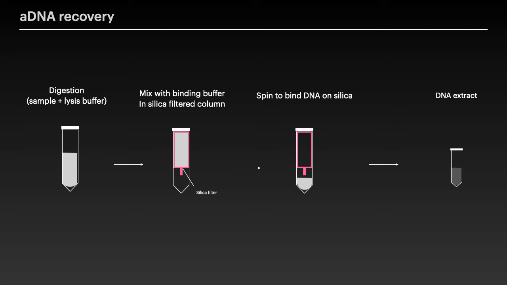So the main difference between the two methods is that in the method proposed by Dabney et al., the binding buffer has a different consistency and a much larger volume. For that reason, it uses a custom-made column for the DNA binding step, which I will show you on the next slide. This was essentially an optimization in an attempt to compensate for the potential loss of small fragments, which are expected, of course, to be found in degraded samples.